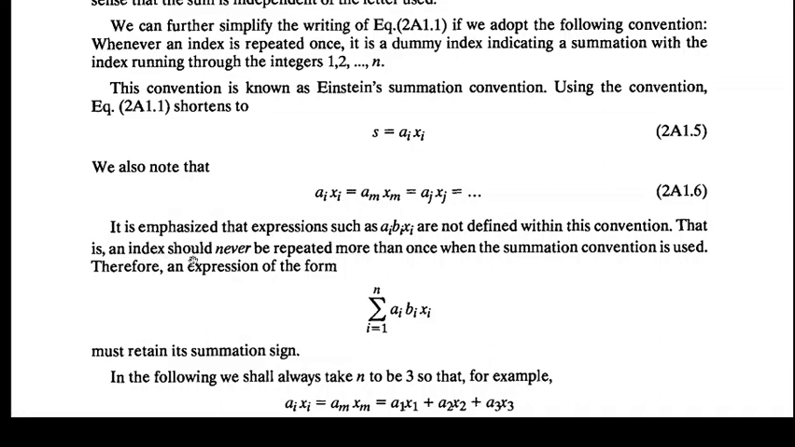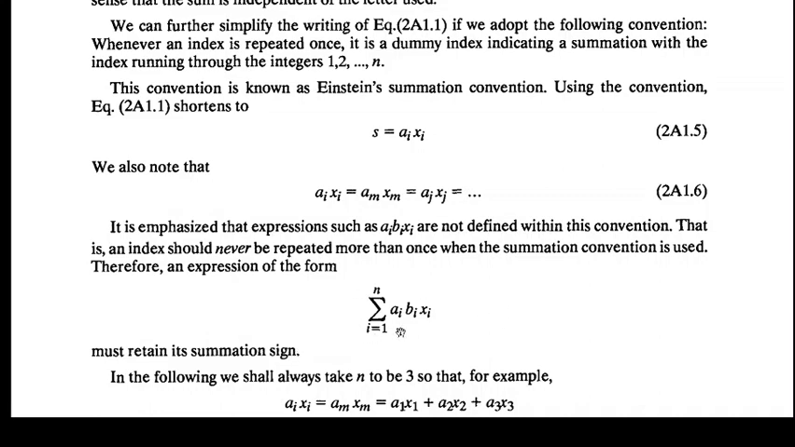That is, an index should never be repeated more than one time. If it is repeated more than one time, then you cannot drop the summation sign by using the Einstein summation convention. An index should never be repeated more than once when the summation convention is used. Therefore, an expression of this form must retain its summation sign.